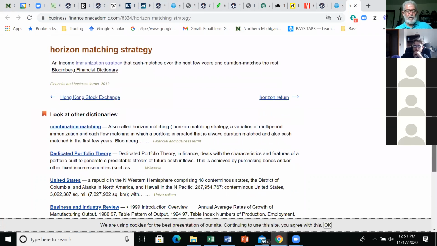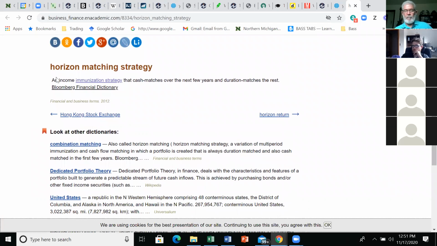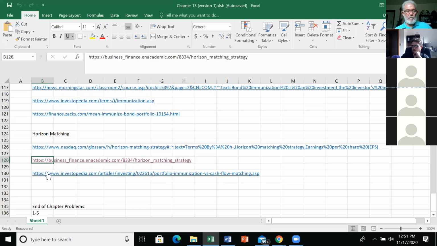So horizon matching. This is how complicated this is. It cash matches over the next few years and duration matches them. That's their whole explanation. Go back to Investopedia.